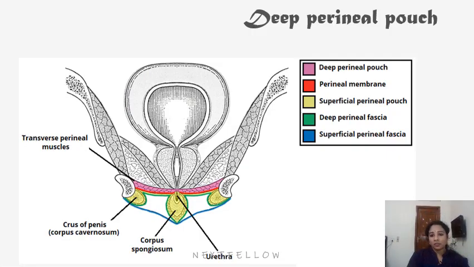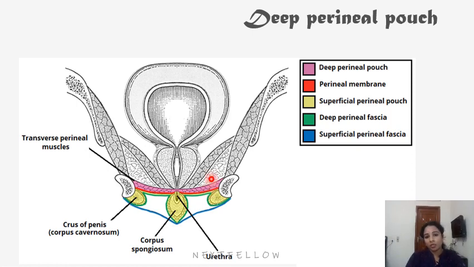So now let us move on to this deep perineal pouch. If you look at this coronal section, the first area would be the superficial perineal pouch when you see from the perineal view. So in the perineum, the first pouch here is the superficial perineal pouch. After removing the Colles fascia, that is superficial perineal fascia, we would enter into the superficial perineal pouch, and once you remove this perineal membrane, then the pink color area is the deep perineal pouch.